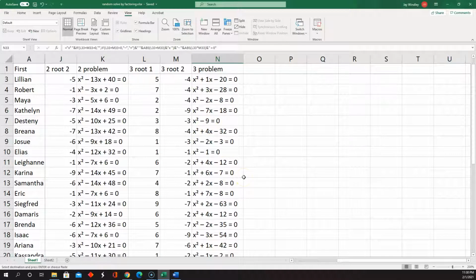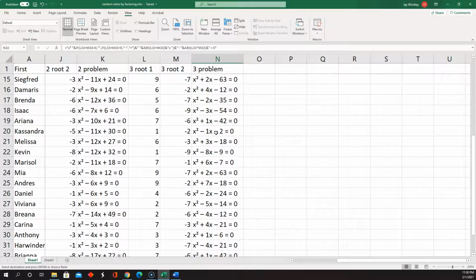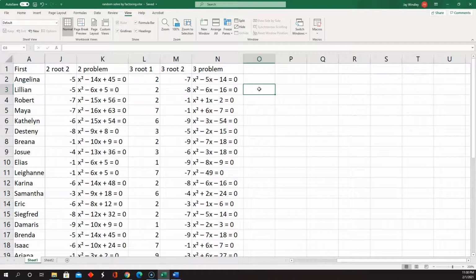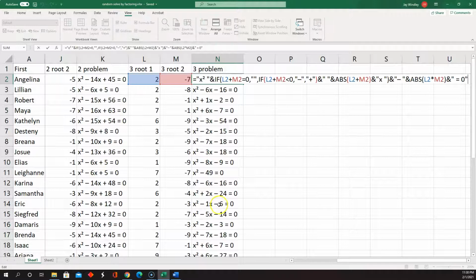Now, there's one other thing that might be bugging some people, and that is when these two coefficients add up to 1, or if they add up, let's see if I have a negative 1 here somewhere. If they add up to 1 or they add up to negative 1, let me try this. See if I can find a negative 1. There we go. If they add up to 1 or they add up to negative 1, we probably shouldn't print the 1. So one other alteration we need to make to that formula.